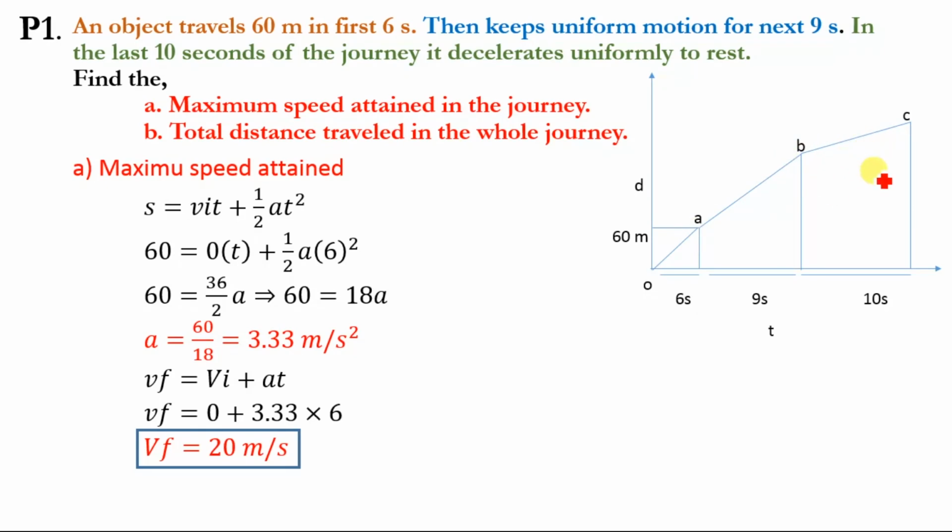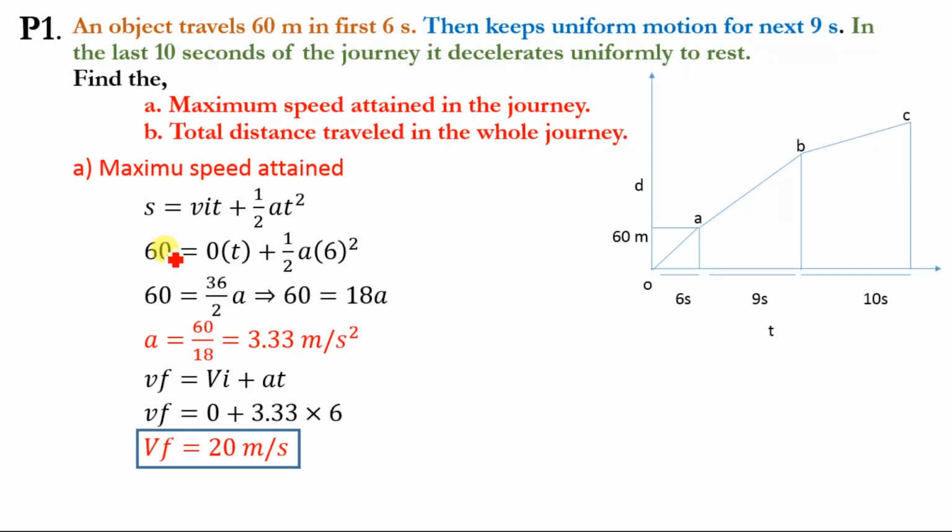This is the decelerating phase. This is the uniform velocity phase, which means the velocity does not exceed the maximum. We will determine the maximum velocity for part 1 of the problem during the first 6 seconds of the journey. To do this, we will need acceleration. To find the acceleration in this 6 seconds journey, we will use the second equation of motion, which is distance s is equal to vit plus half at square.